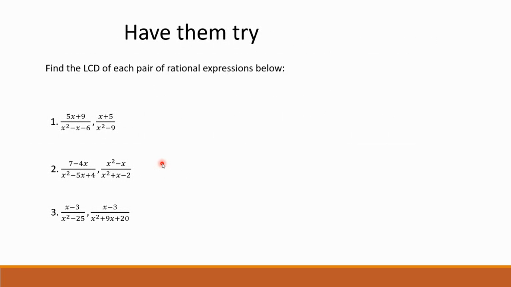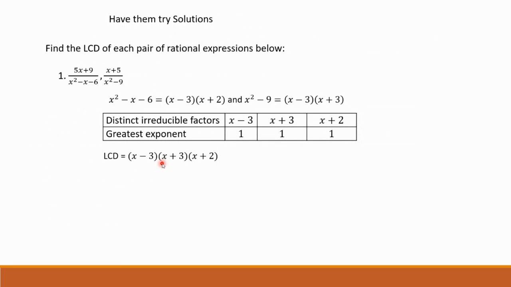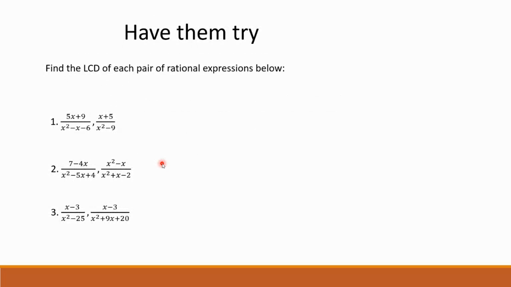I was going to have you guys try this. Unfortunately, we have like a minute left. But maybe we can just do the first one together. The first one, we have 5x plus 9 over this, and x plus 5 over x squared minus 9.